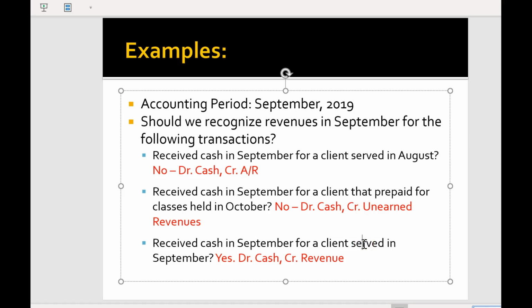The last one, if we receive cash in September for a client we serve in September, yes, debit cash, credit revenue. That's pretty straightforward.